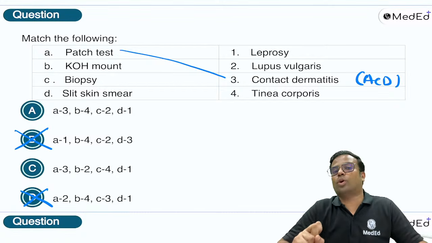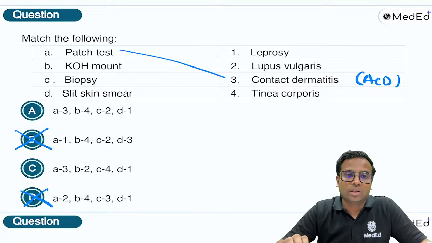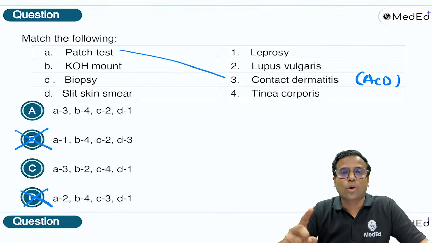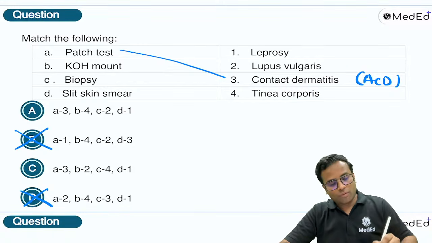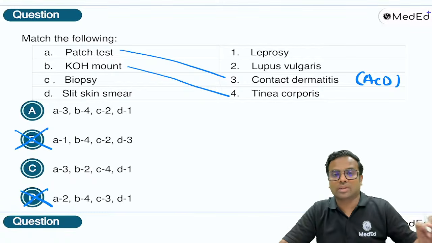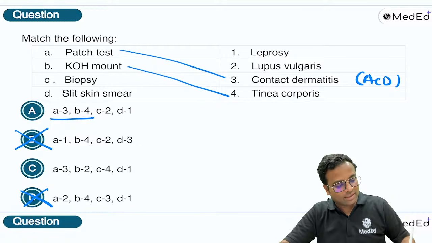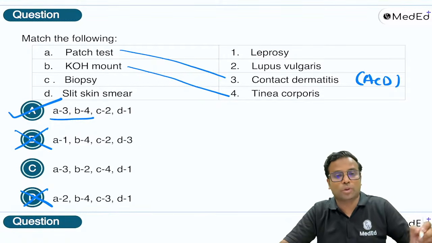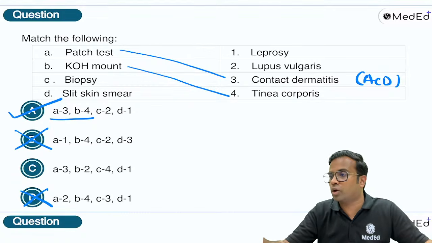Now we are left with two more options. So let's see the second one. Where do you do a KOH mount? KOH test is done for, very good, yeah, fungal infections. So which one is the fungal infection? Leprosy, lupus vulgaris, contact dermatitis, tinea corporis. So obviously B goes for 4, right? So A3, B4 is correct. A3, B2 is wrong. So this probably should be the right answer. But still, let's check the remaining options as well.